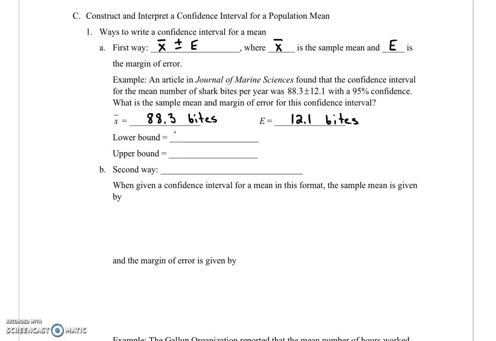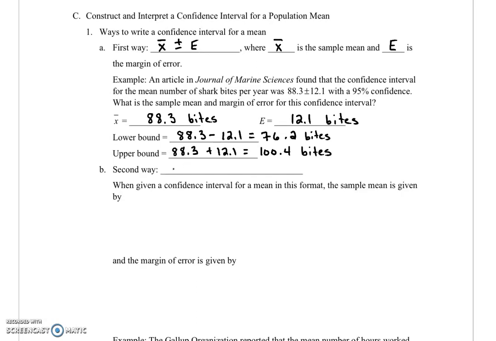So, as before, that means our lower bound is 88.3 minus 12.1, or 76.2 bites, and our upper bound is 88.3 plus 12.1, or 100.4 bites.